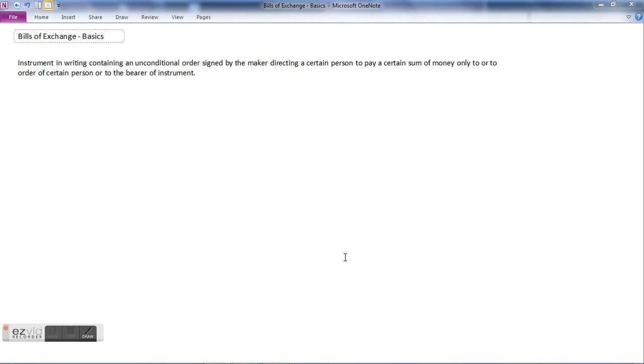Basics of bills of exchange. So here we will be learning what a bill of exchange is. A bill of exchange is an instrument in writing containing an unconditional order signed by the maker directing a certain person to pay a certain amount of money only to, or to the order of, a certain person or to the bearer of the instrument.